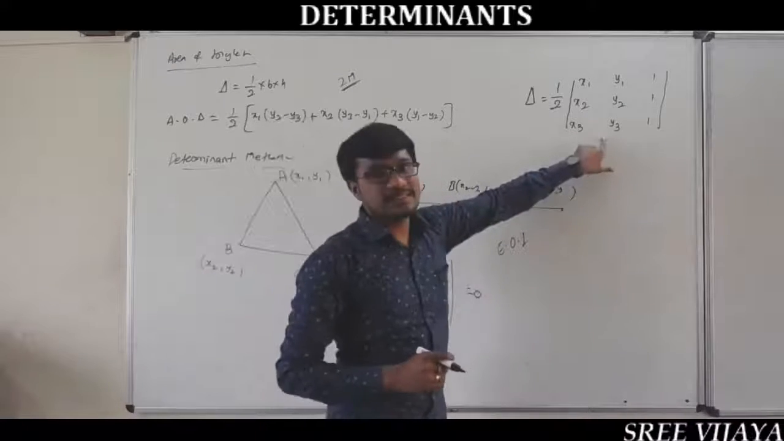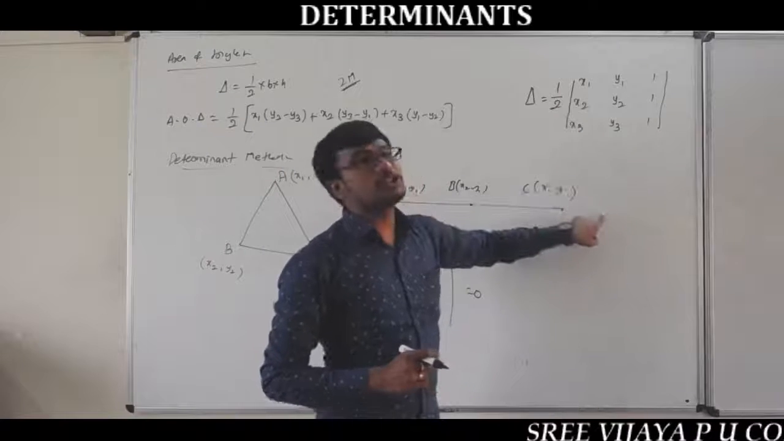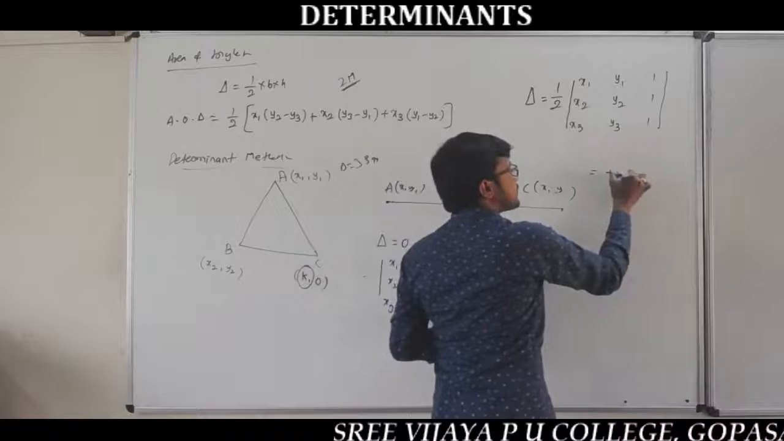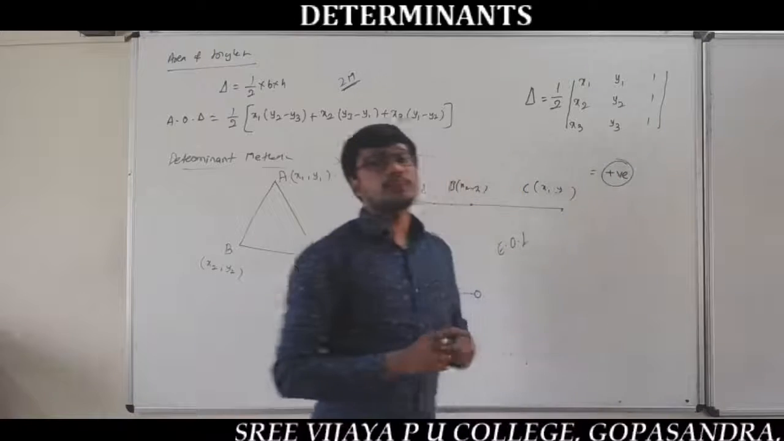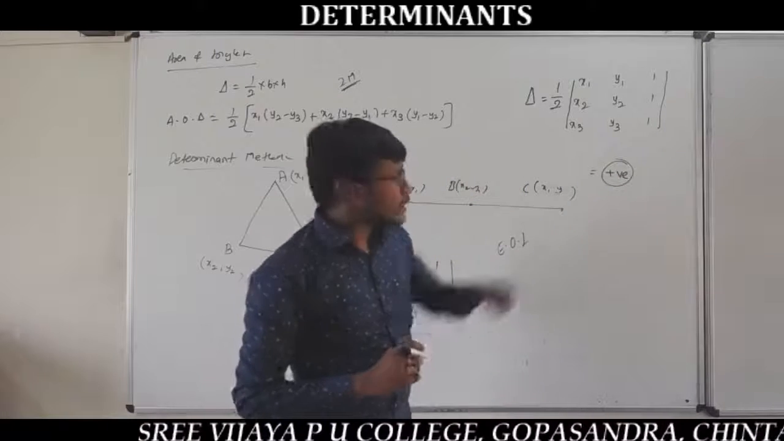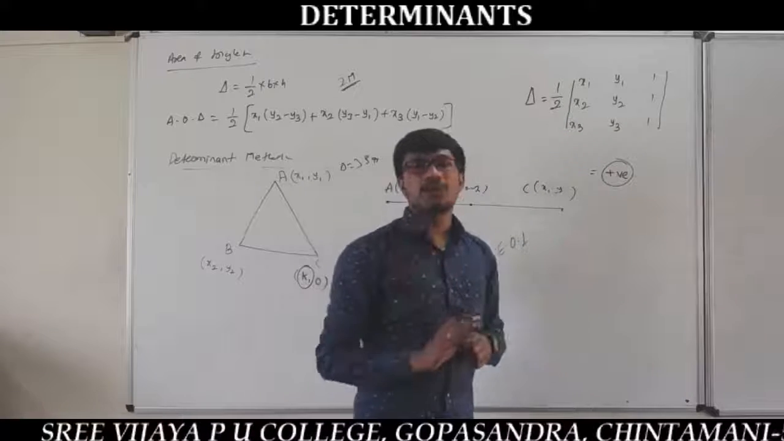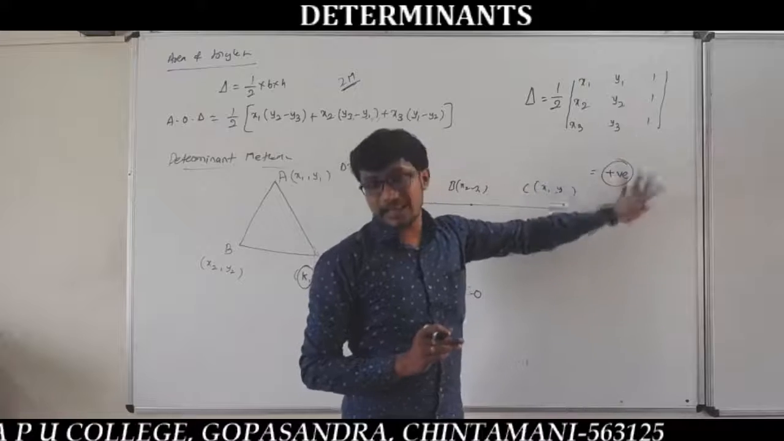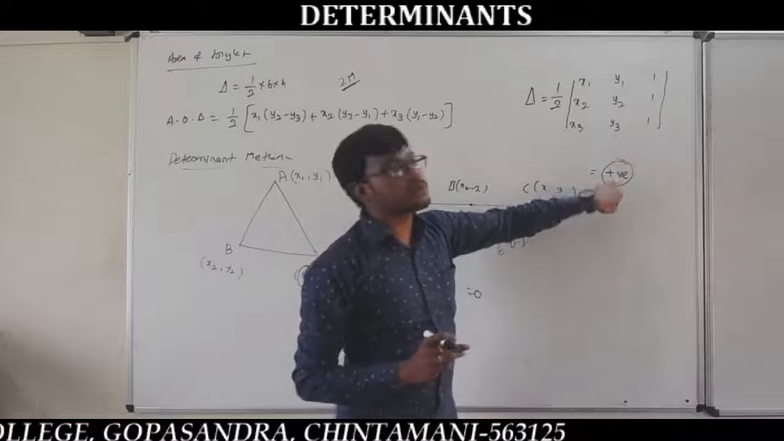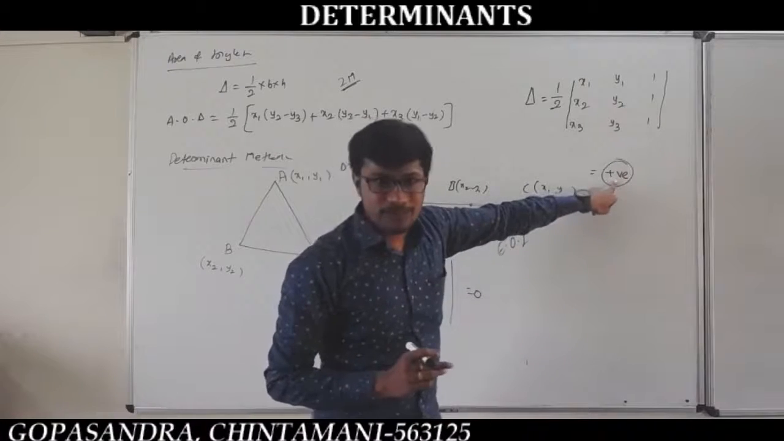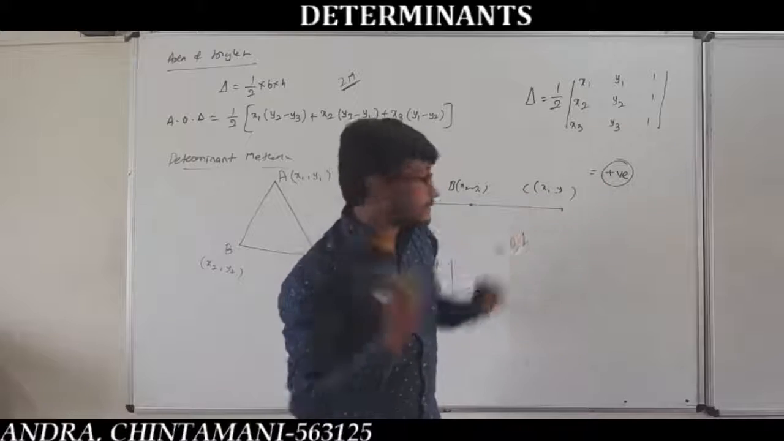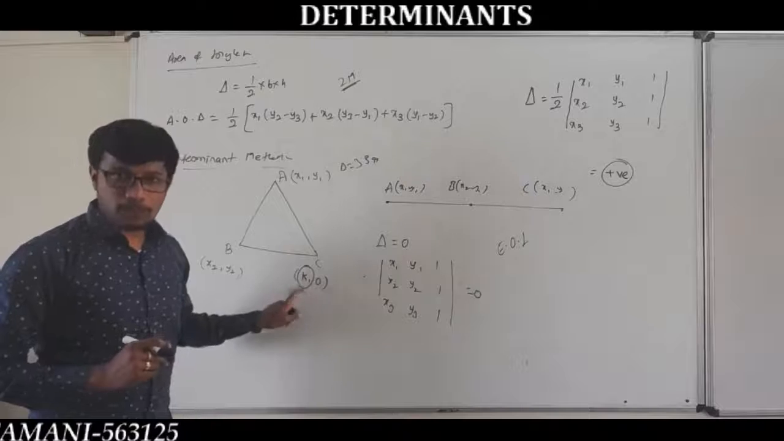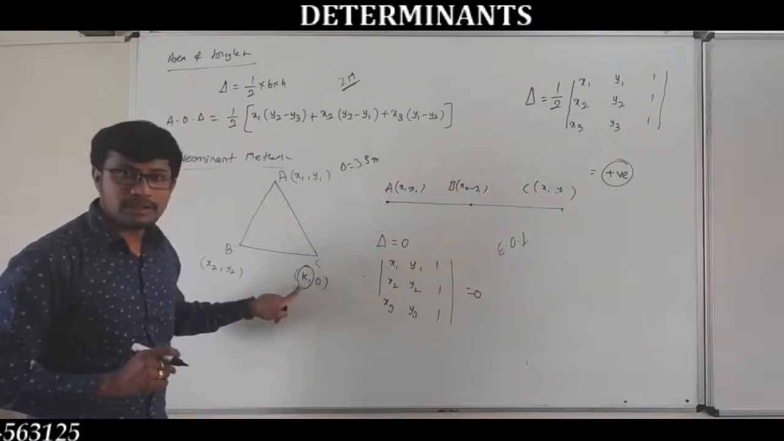Okay. In this, if the answer is negative, you can consider it as positive only, since area should be a positive quantity. If it is positive, you write positive only. While solving the problem, if you get the answer as negative, you can write it as positive, since area is a positive quantity. Concept number 1.